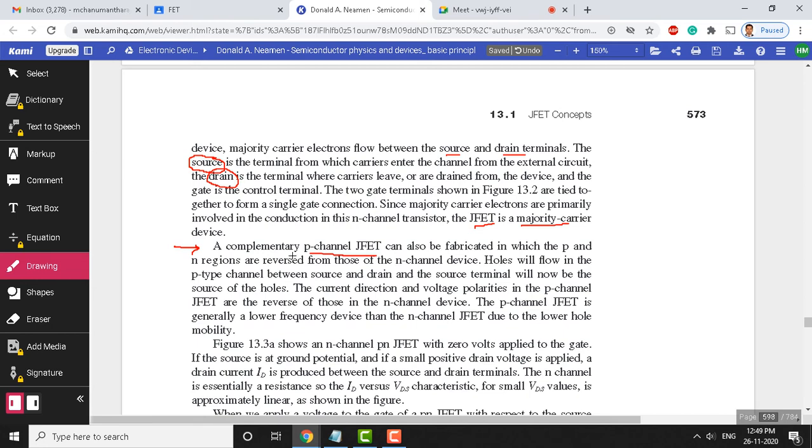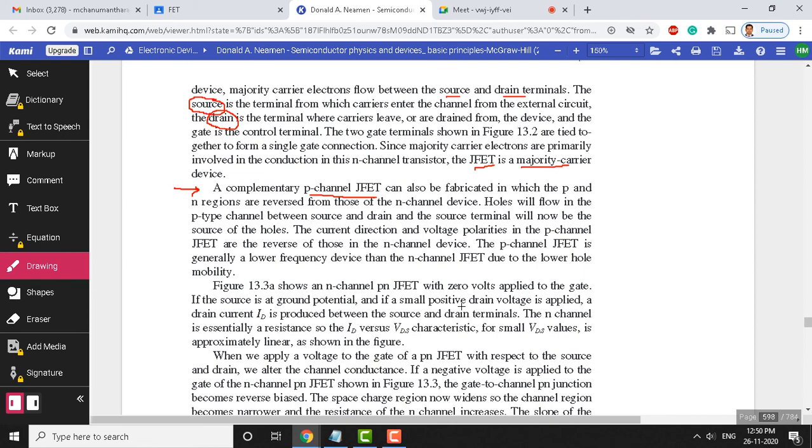A complementary P channel JFET also can be fabricated in which the P and N regions are reversed from those of the N channel device. Holes will flow in the P channel between the source and drain. The source terminal will now be the source of holes; holes are pumped through the source. The current direction and voltage polarities in the P channel JFET are reverse of those in the N channel device. The P channel JFET is generally a low frequency device.